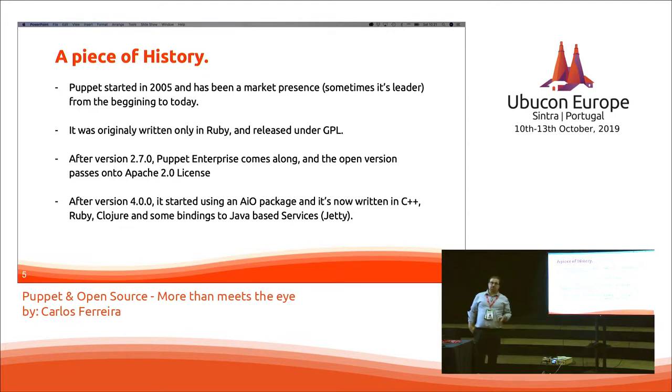After version 2.7.0, Puppet Labs became a company and created Puppet Enterprise. And the open source version passed from a GPL to an Apache 2.0 license. After version 4.0, it started using an all-in-one package. And it's now written in C++, Ruby, Clojure, and some bindings to Java-based services which are wrapped around Jetty. Also, the license of the free and open version did not change from Apache 2.0.